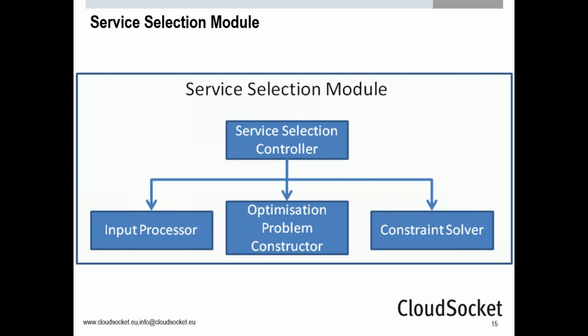Here's the architecture of the service selection module. We have the service selection controller, which takes care of orchestrating the respective selection logic. This component calls 3 subcomponents, which map to the 3 main tasks involved in the service selection: the collection of the input, the transformation of this input to an optimization problem, and then solving this problem by the constraint solver.